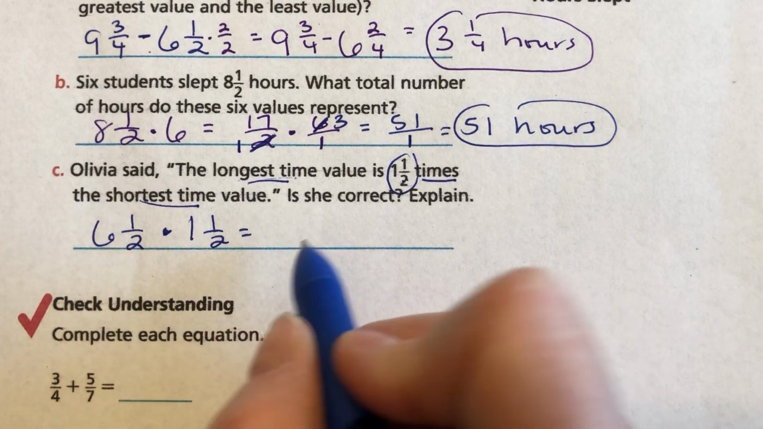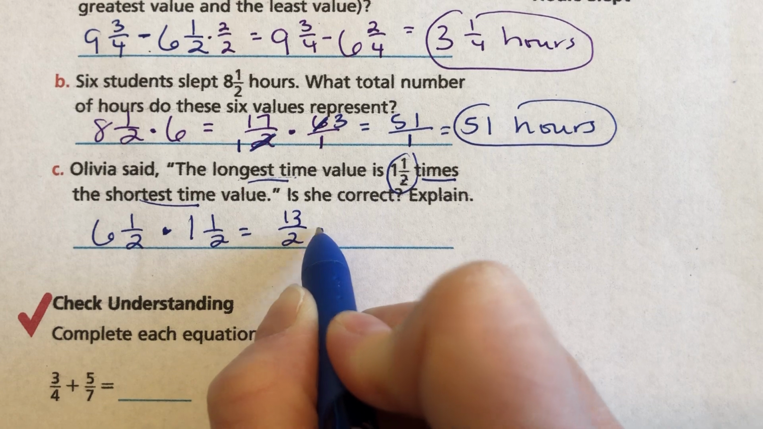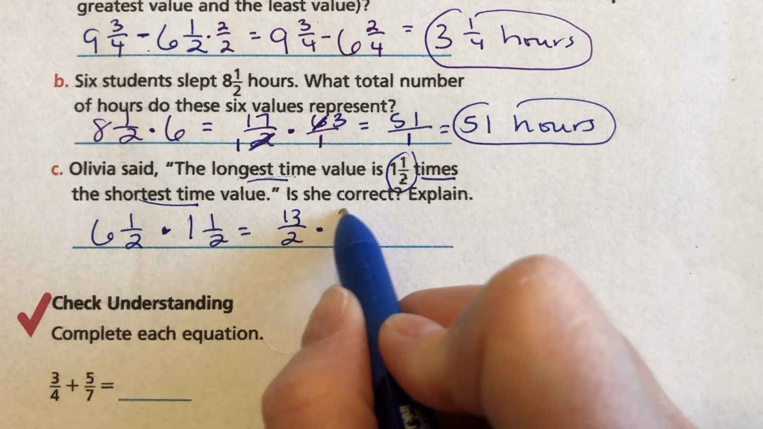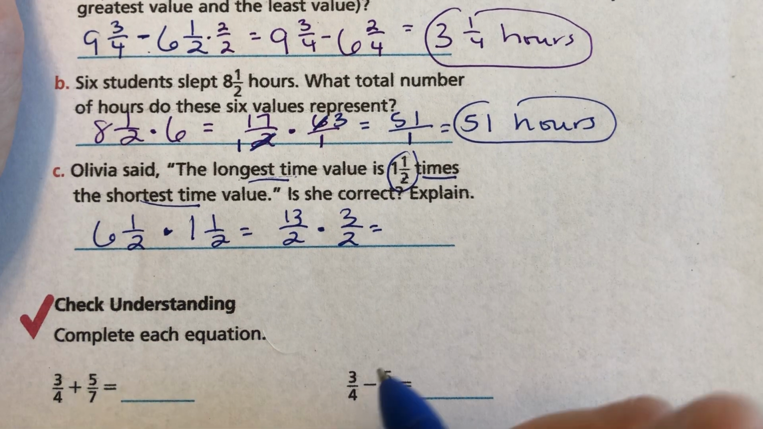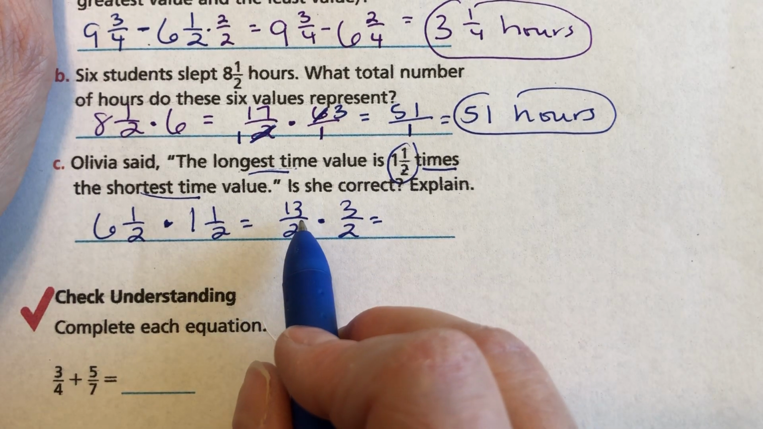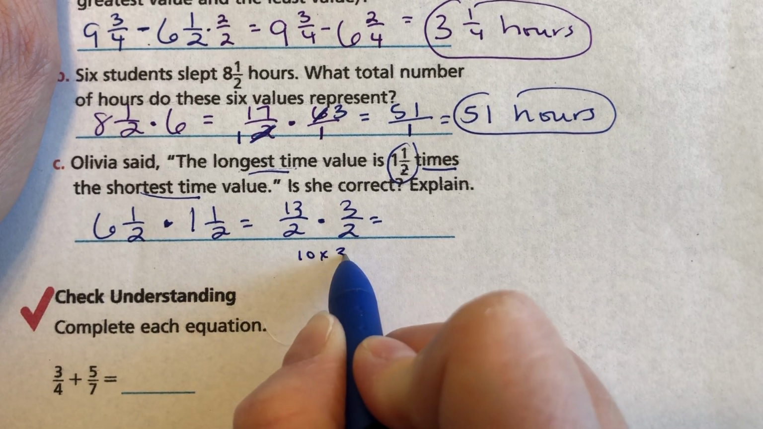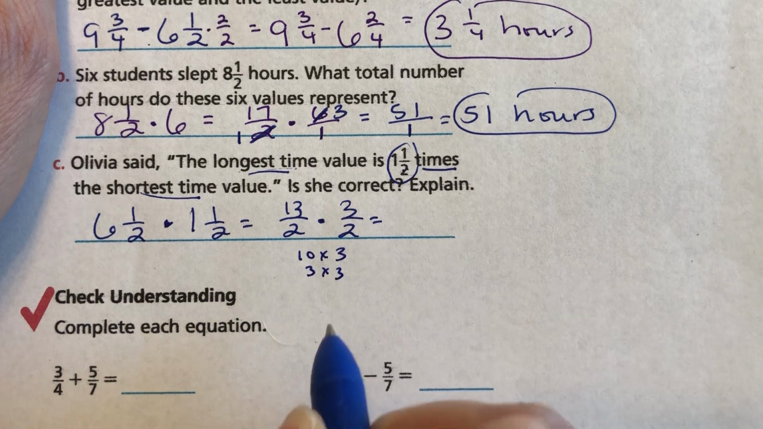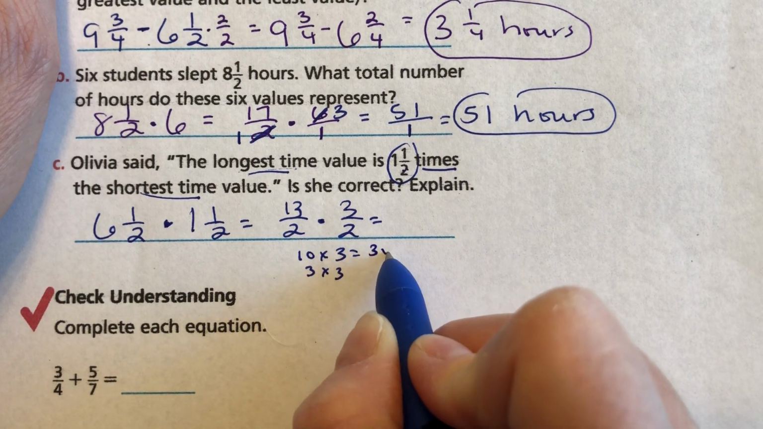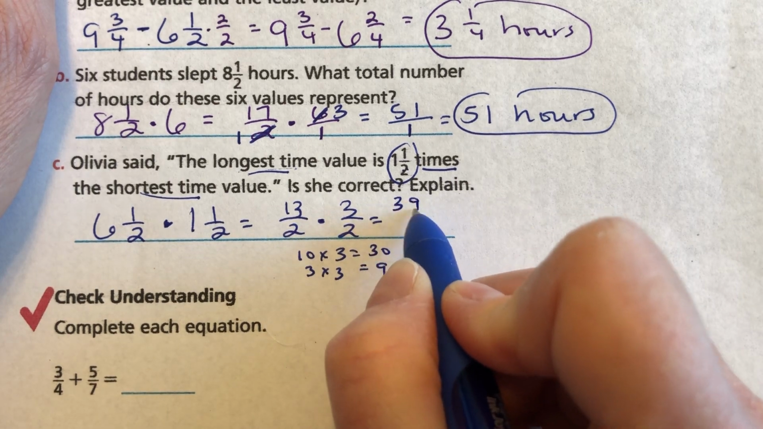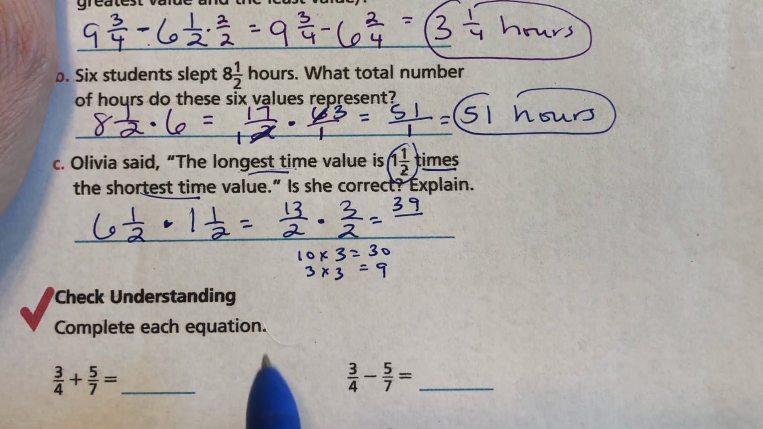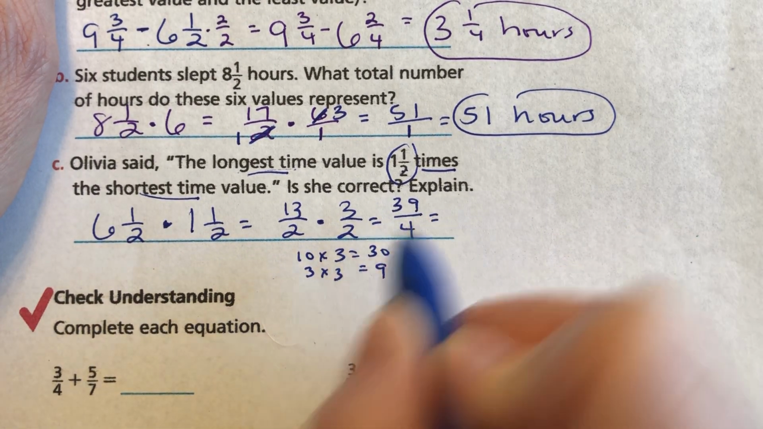6 times 2 is 12 plus 1 is 13 halves times 2 times 1 is 2 plus 1 is 3 halves. And it doesn't look like we can cross cancel at all, or cross simplify. So 13 times 3, then you can break that 13 up. We can do 10 times 3 and 3 times 3. 10 times 3 is 30, and 3 times 3 is 9, and 30 plus 9 is 39. So 13 times 3 is 39, 2 times 2 is 4.